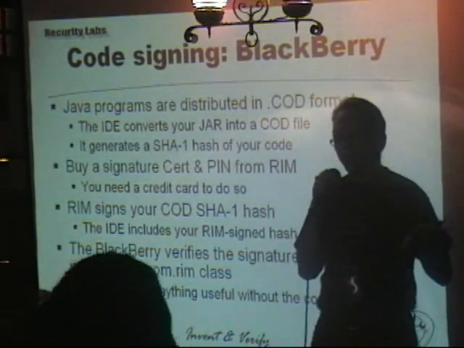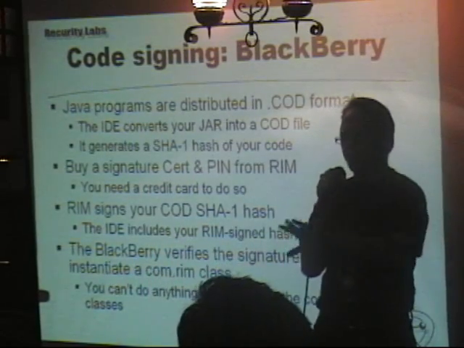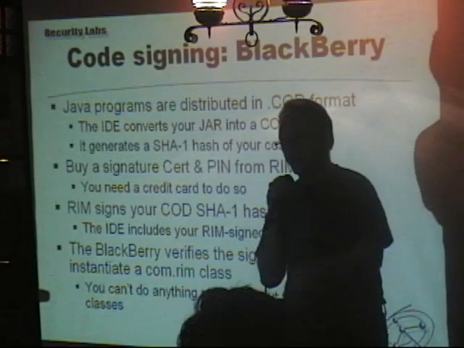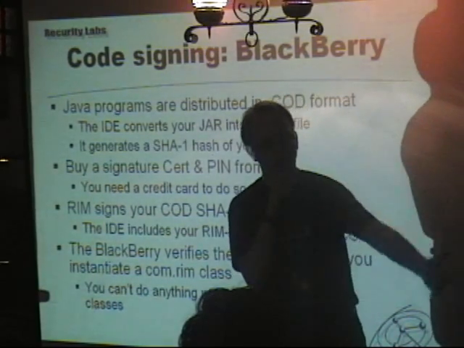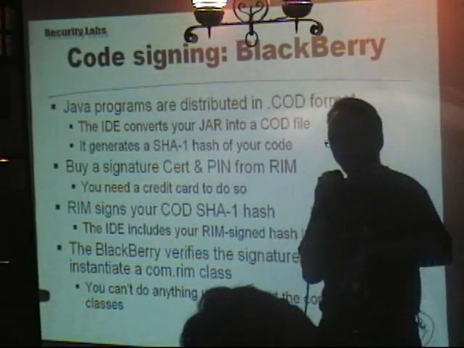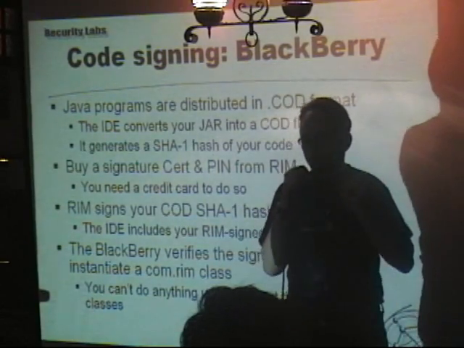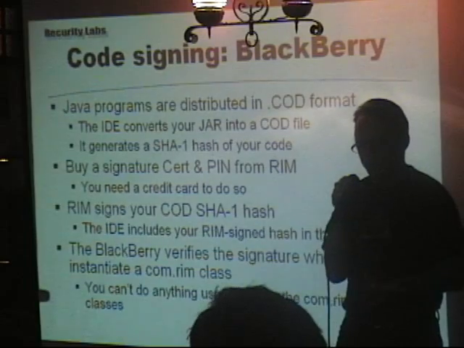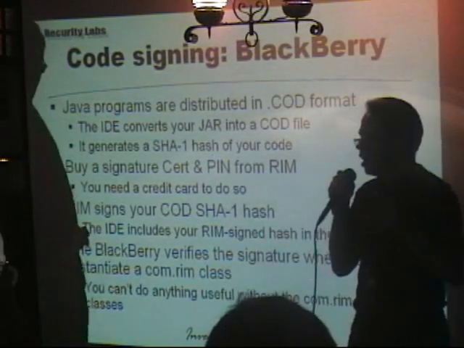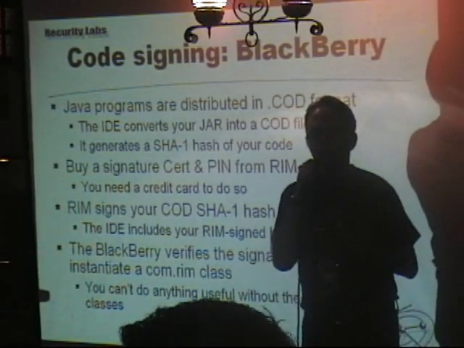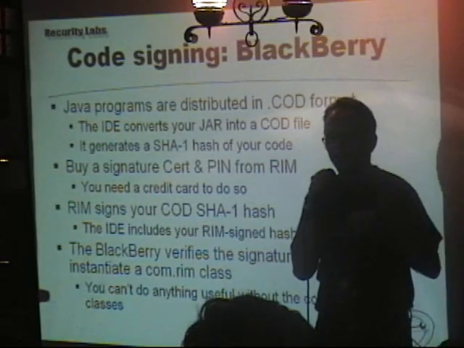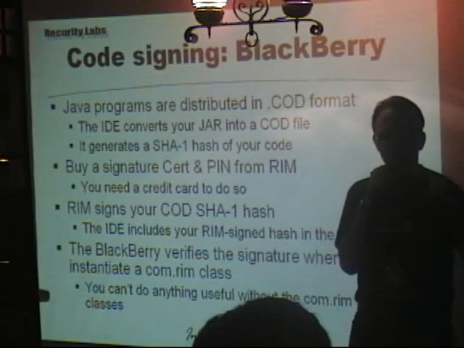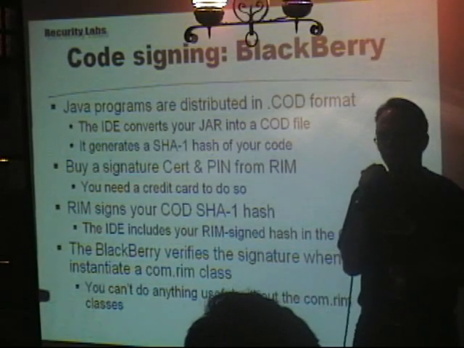So RIM then signs your SHA-1 hash. RIM doesn't want to see your code. They only want to see your SHA-1 hash, and sign it, and everything gets rolled up into the Sh0t, and when it gets loaded into the BlackBerry, it will verify that everything is nice. The thing is, you can also load unsigned binaries into the BlackBerry, depending on some settings that we're coming to in a minute. But as soon as you try to instantiate a class that is provided by RIM, and not like Java lang something, you actually need to have the valid signature.